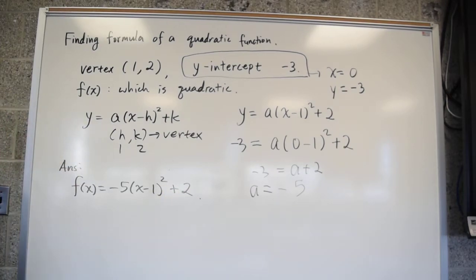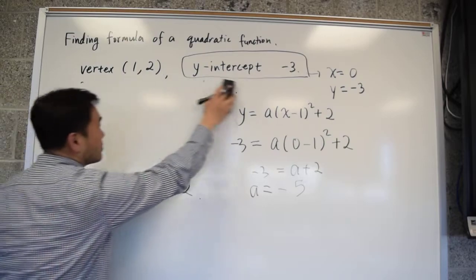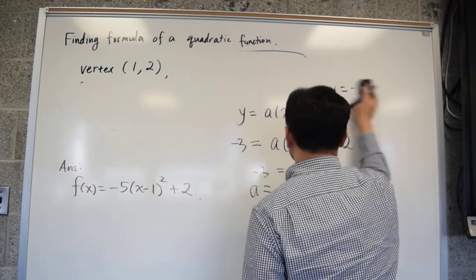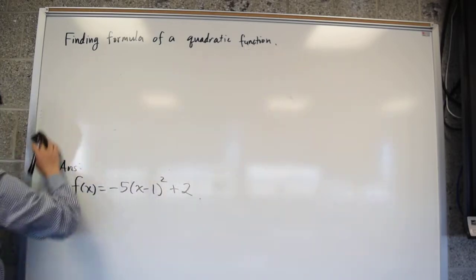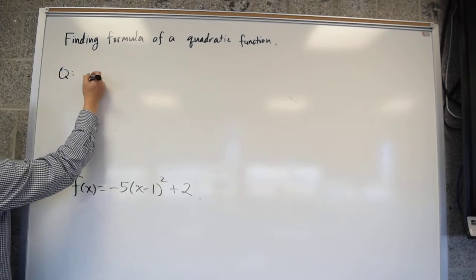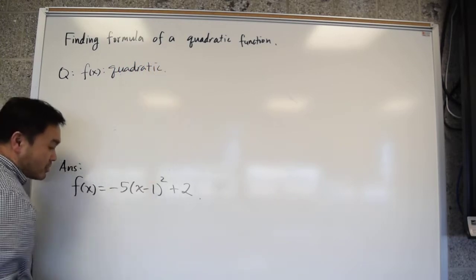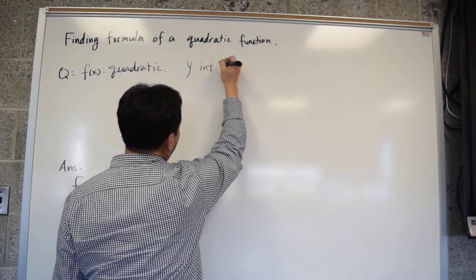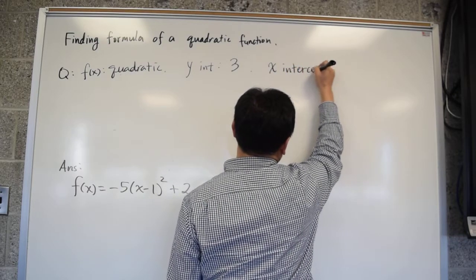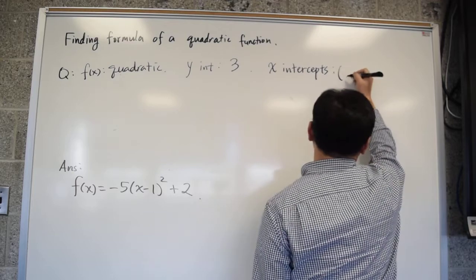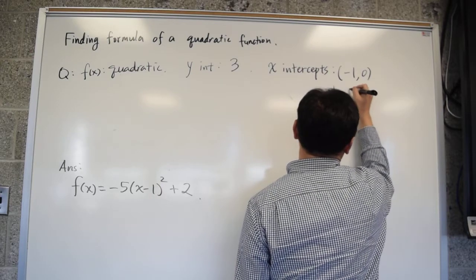Okay? Now let me show you a second form. Question 2. f of x is again quadratic. And let's say the y-intercept is positive 3 and the x-intercepts are negative 1 comma 0 and 2 comma 0.